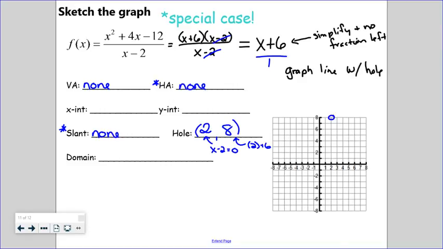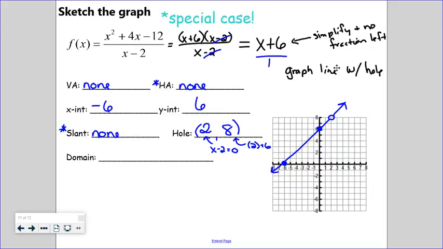So I can go through. I do understand that this is a big over little, but if it simplifies down to a linear equation, your graph ends up being the same as your slant asymptote. So you don't have one. Okay. Your x-intercept, what makes our numerator 0? If I set x plus 6 equal to 0, that would be -6. My y-intercept, plug in 0. 0 plus 6 is 6. Or just graph the line y equals x plus 6 with a hole at 2, 8. It looks like a line with a hole.